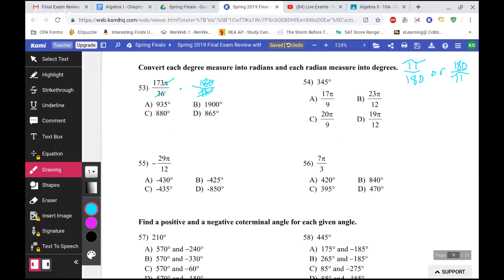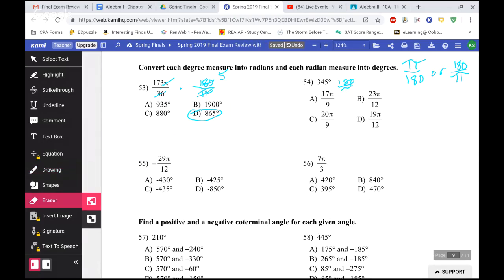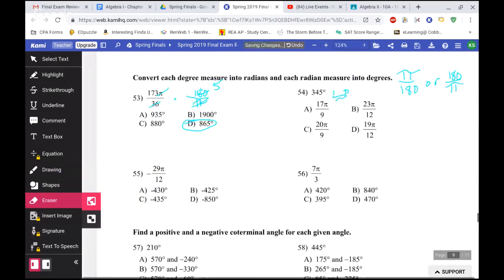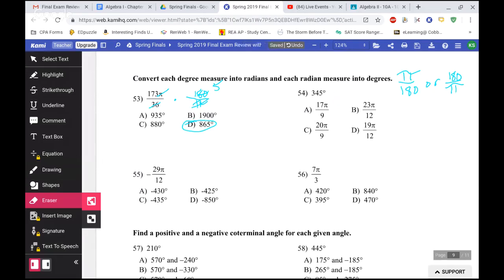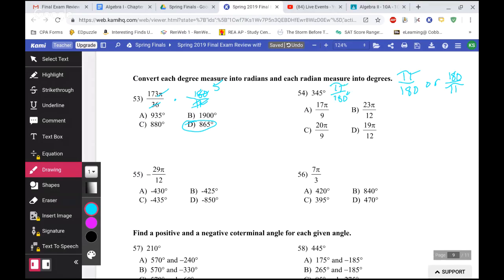36 goes into 180 5 times. So you want to simplify before you multiply. And that's going to be 865 degrees. So on this particular one, you would use the 180 over pi. No, my bad. I know what I'm doing. I'm telling y'all, it's harder to do math lab without participants. You would do pi over 180 because you're trying to get rid of the degrees, Miss Sparks. So the degrees cancel. And then you would simplify before you multiply.